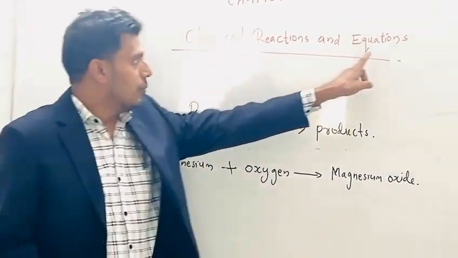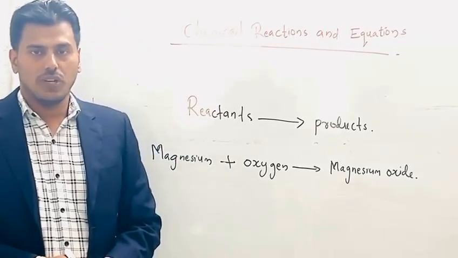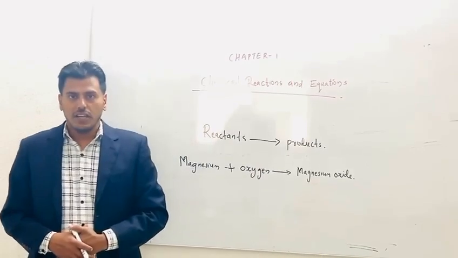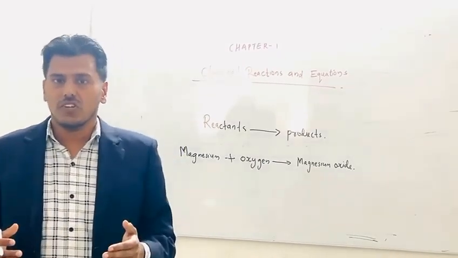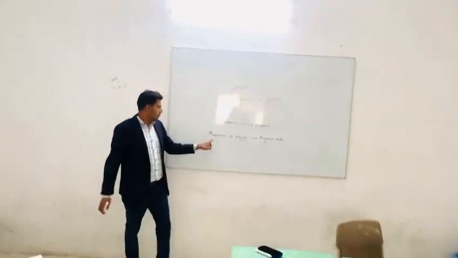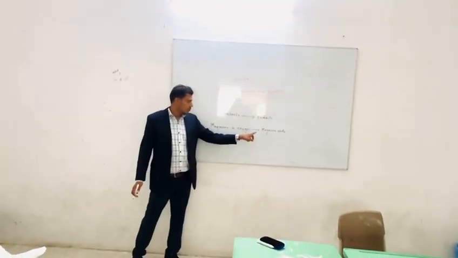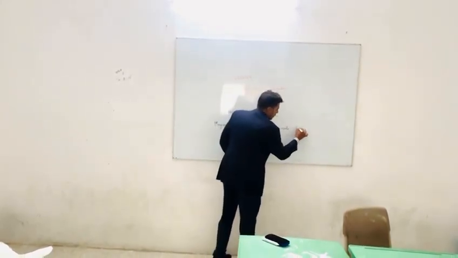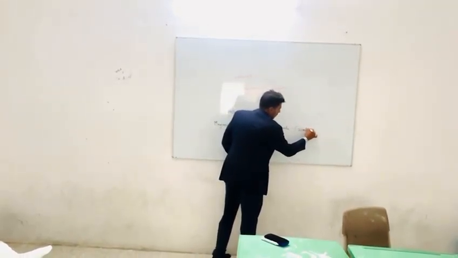what is a chemical equation? We defined what is a chemical reaction. What do you mean by chemical equation? A chemical equation is the symbolic representation of the chemical reaction. Suppose this is the chemical equation: magnesium reacts with oxygen and it forms magnesium oxide. This equation is called a word equation.